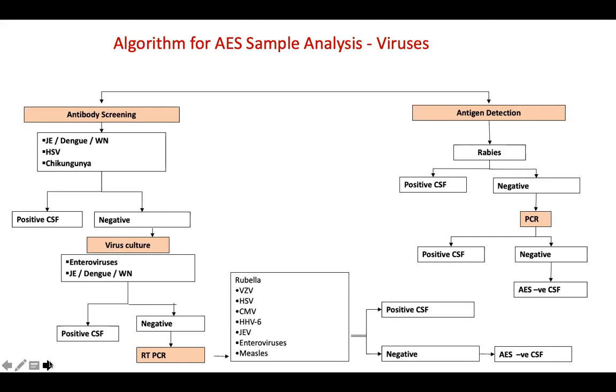And when they are negative, you take them for virus culture. And it's much, much rarer. It's done in about 2 to 3 centers in this country. And then once it is negative, it is taken to an RT-PCR, for which I described the list of various PCRs. Now, in rabies antigen detection, when that fails, then you look for PCR. Now, this is the algorithm. So many tests in a sequential fashion are done.